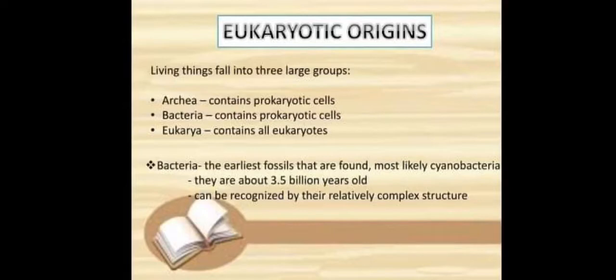The earliest fossils found appear to be bacteria, most likely cyanobacteria. They are about 3.5 billion years old and are recognizable because of their relatively complex structure and, for prokaryotes, relatively large cells.